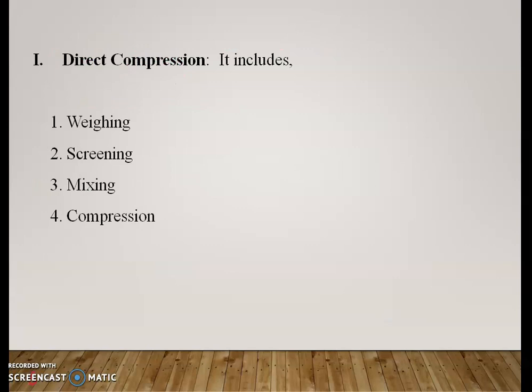The very first method is direct compression. As the name itself indicates, direct compression means there are no other steps involved before compression, which includes weighing, screening, that is passing the weighed ingredients through the sieve, mixing of these passed ingredients, and finally compressing these ingredients into the tablet. This is one of the simplest methods of manufacturing tablets. The ingredients that we are using should be of such a nature that they are directly compressible.